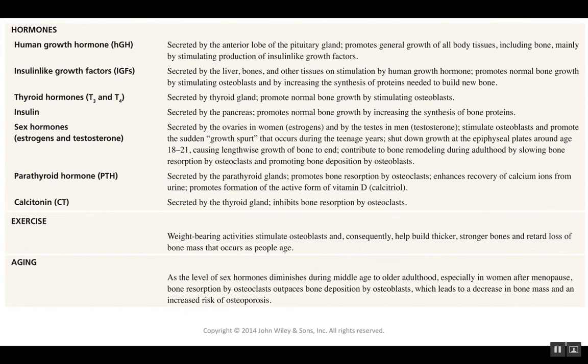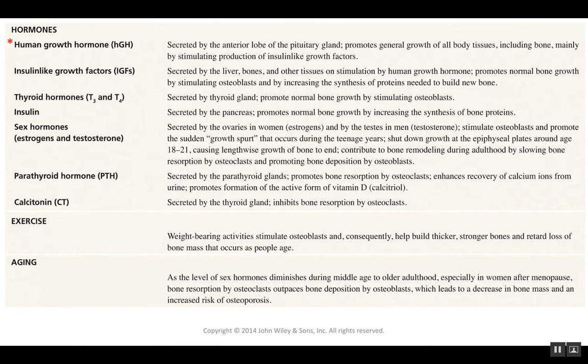There are a number of hormones as well necessary for proper bone growth. HGH stands for human growth hormone. Individuals that lack human growth hormone will often have stunted growth. There's a defect called pituitary dwarfism, where the pituitary gland doesn't produce enough human growth hormone.